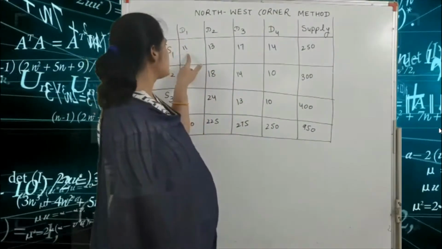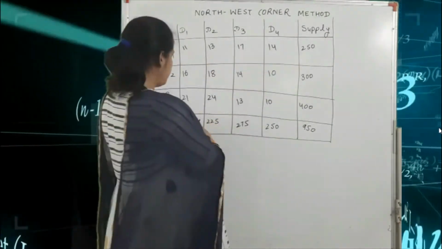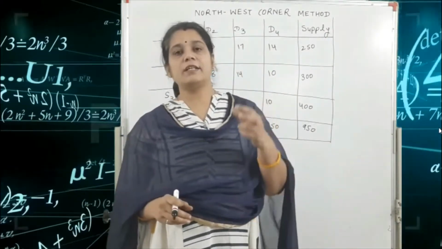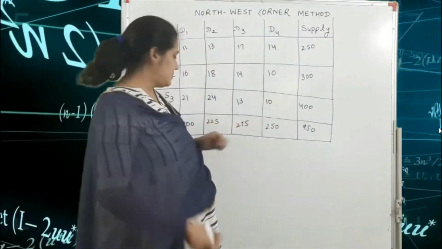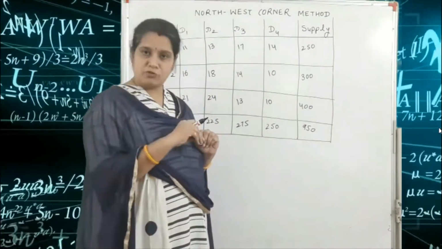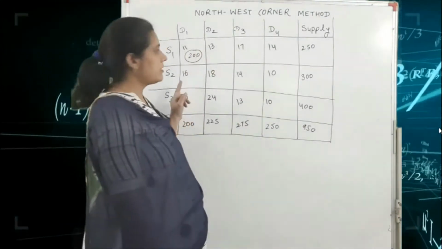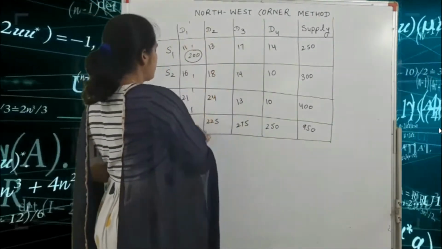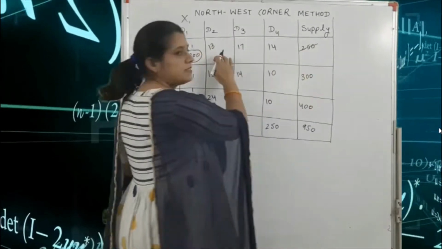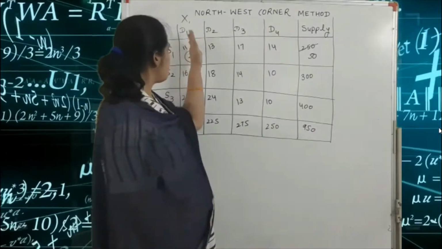First we use this cell. According to this cell, our supply is 250 and the demand is 200. Always choose the minimum value, that means we fulfill only the minimum of supply and demand. So the minimum value is 200, and we write here 200. Then this column is cancelled, because the total demand is satisfied, and here you write 250 minus 200, that means 50. The remaining supply is 50.